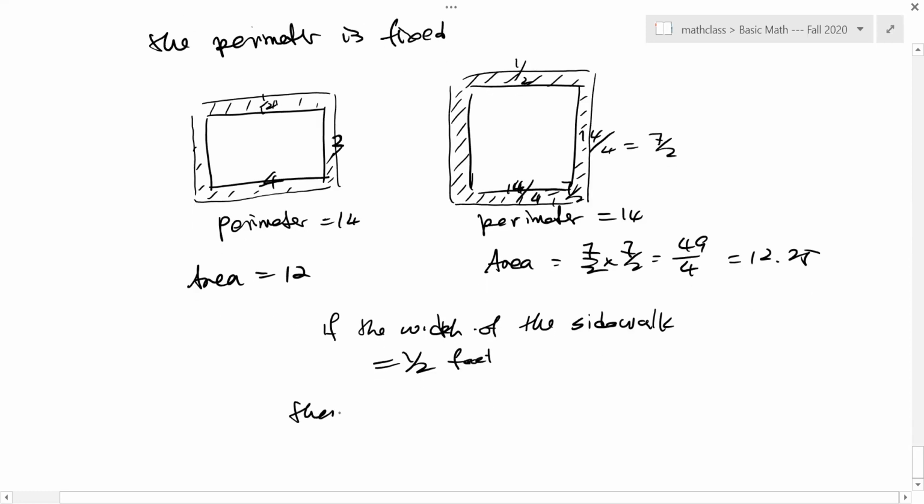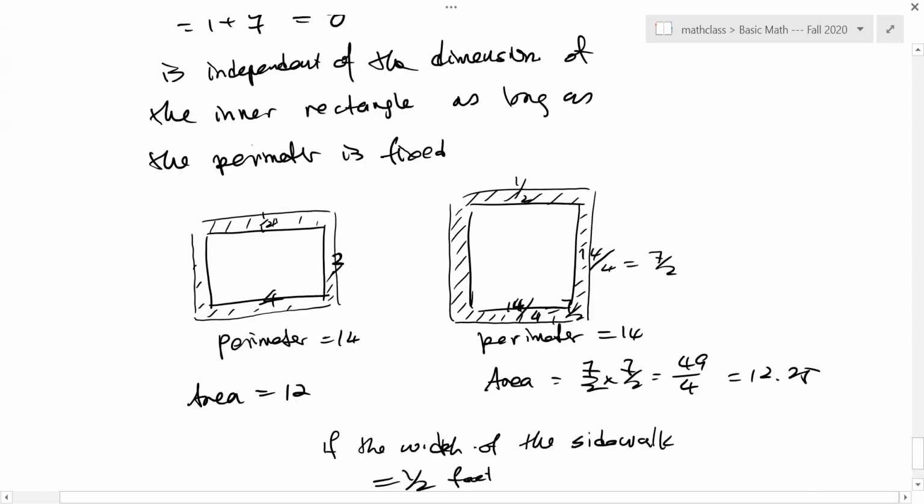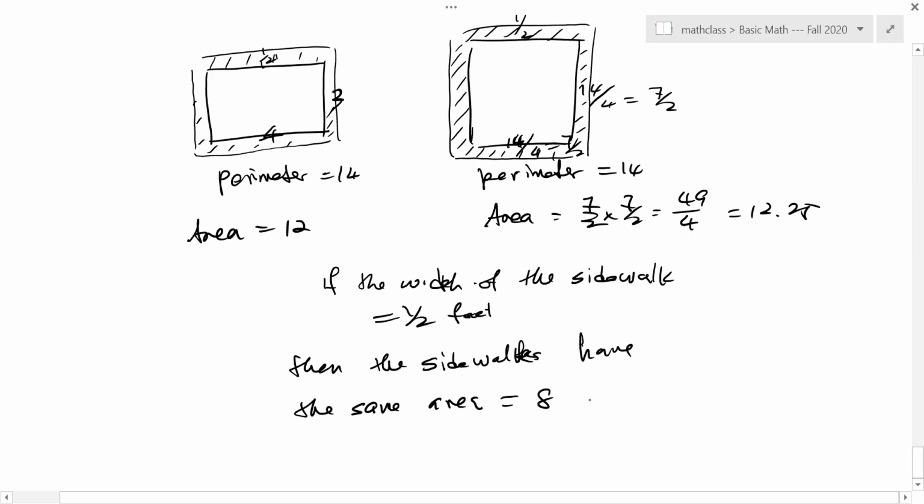Then the sidewalks have the same area we just computed, which is 8 square units. It's independent of the dimensions of the inner rectangle as long as the perimeter is fixed.